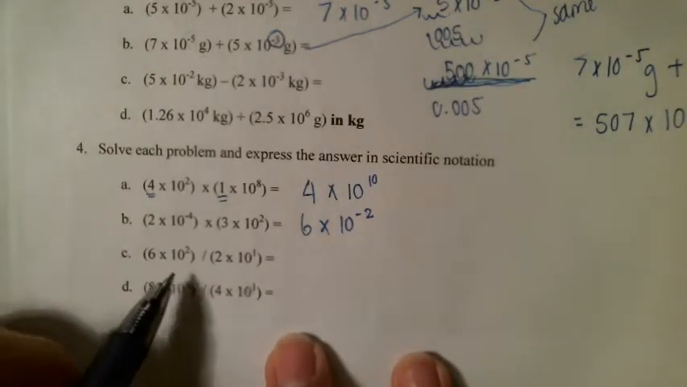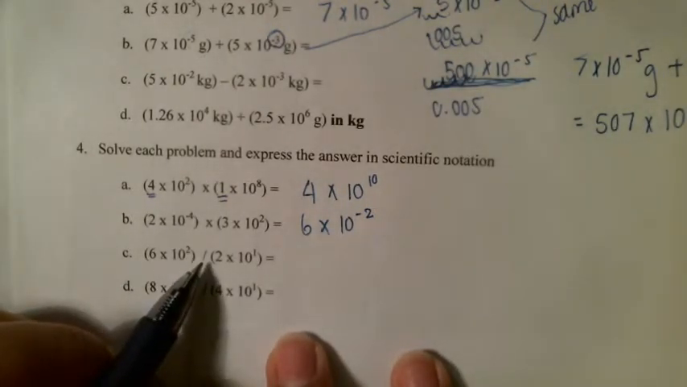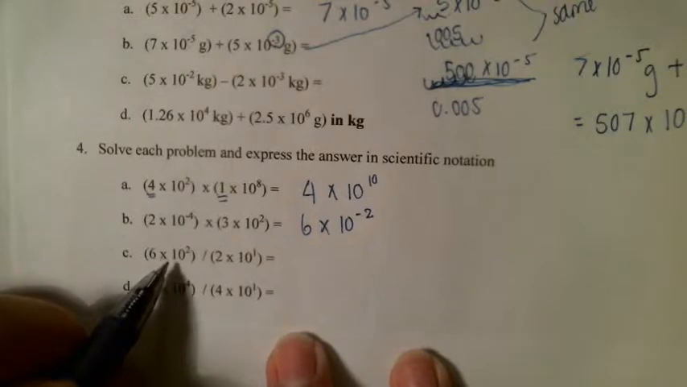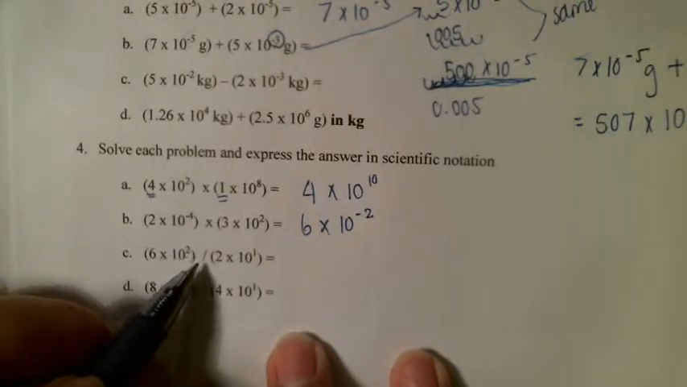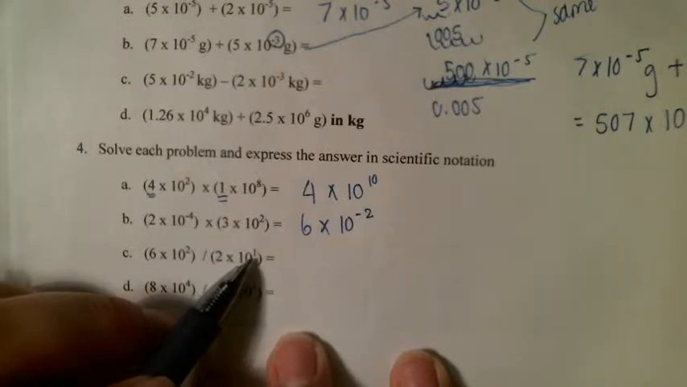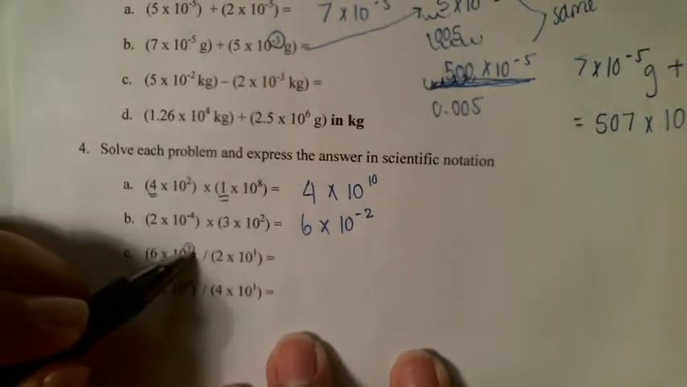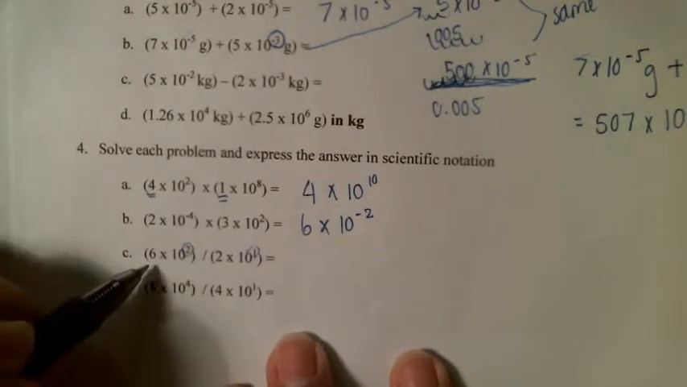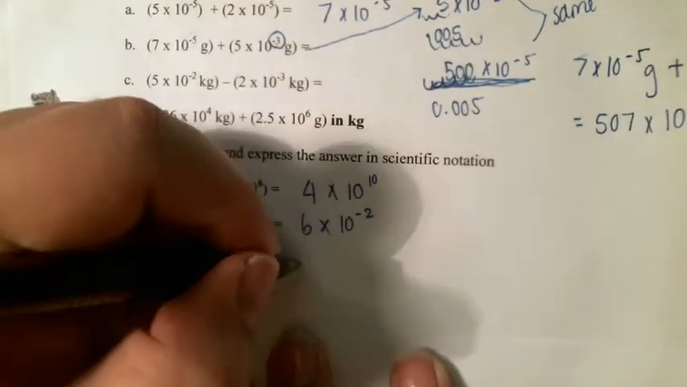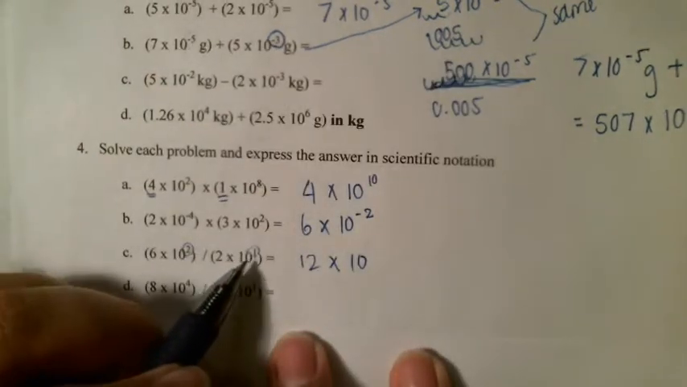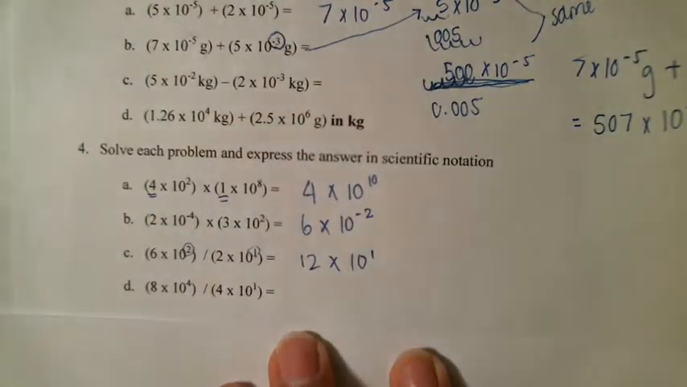Now for part C, we're dividing, which means that we are going to be subtracting our exponents. Here we have 6 times 10 to the power of 2 divided by 2 times 10 to the power of 1. So we're going to subtract these exponents. So 2 minus 1. Okay, 6 divided by 2 is 3 times 10 to the power of 2 minus 1, which equals 1.